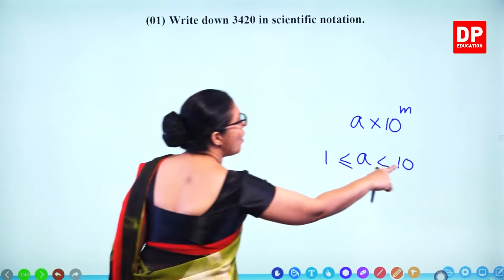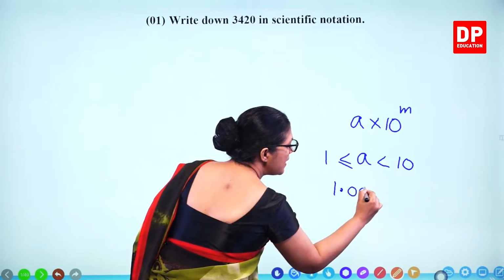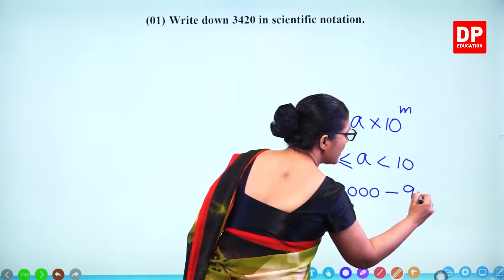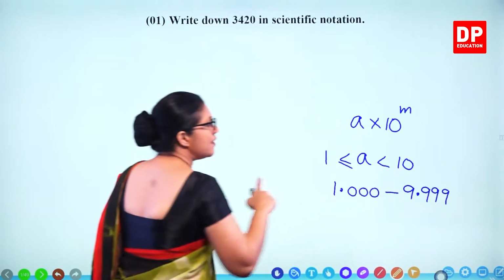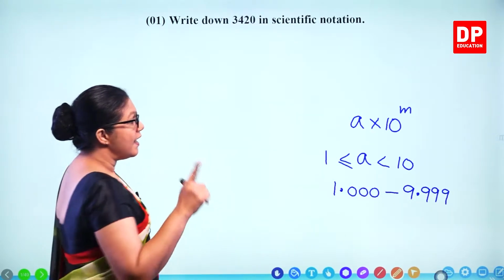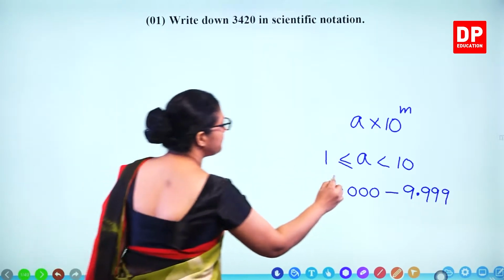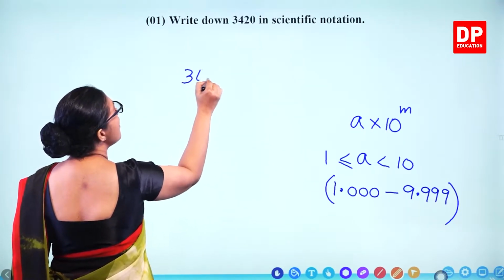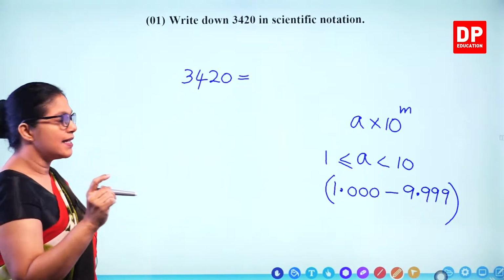So, what's the lowest number you can take? I'll write in 3 decimal places, 1.000. What's the largest number you can get? 9.999 with 3 decimal places. So, less than 10. You can't write 10 there. So, think about how you write 3420.